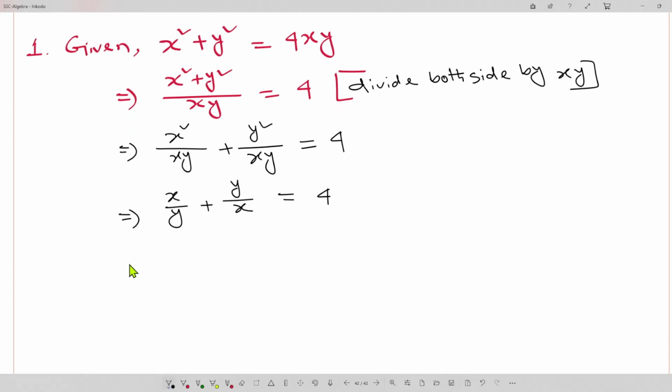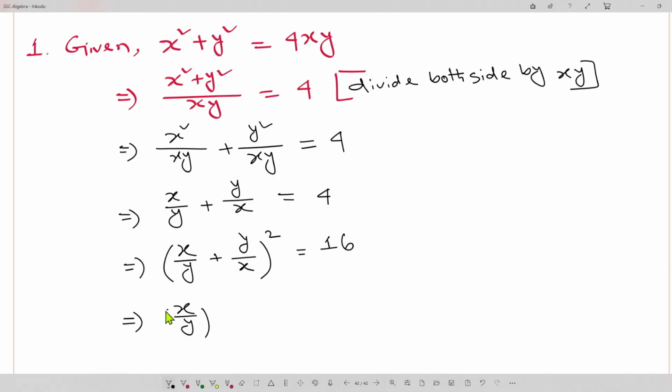now we can square both sides. In this case, x by y plus y by x whole square equals 4 square, it means 16. And now, as per the a plus b whole square formula, it means x by y whole square plus 2 times x by y times y by x plus y by x whole square equals 16.